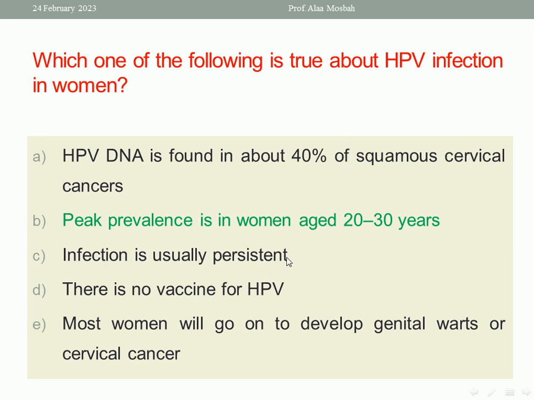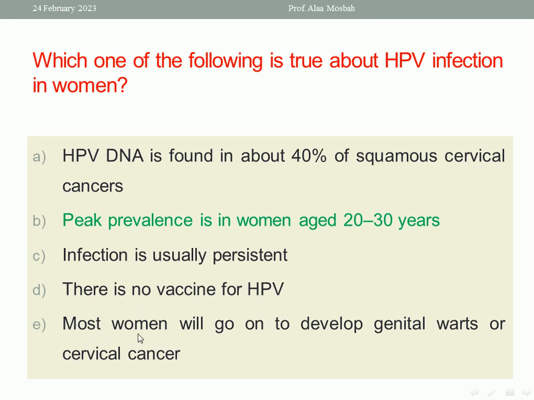Infection is usually persistent is also false, because spontaneous resolution usually happens, especially at young age. Young women can clear infection completely within 8 months. So infection is not usually persistent, and this statement is false. The next one, there is no vaccine for human papillomavirus. I just said that there are 2 vaccines for human papillomavirus, like Cervarix or Gardasil.